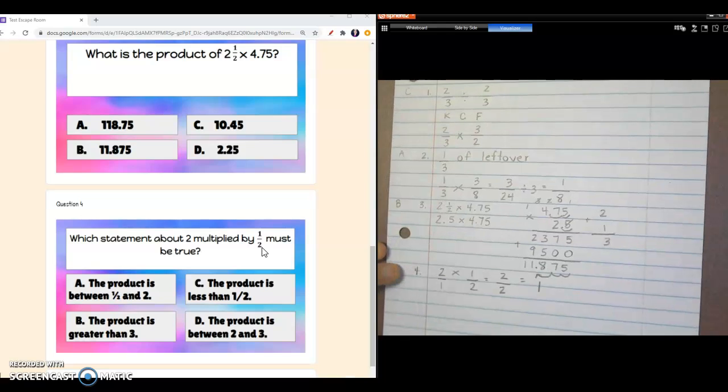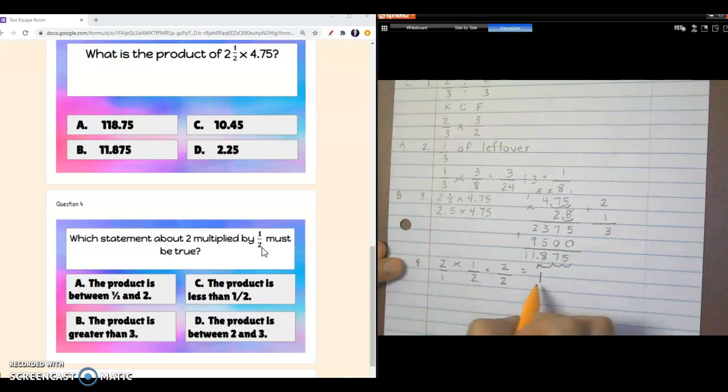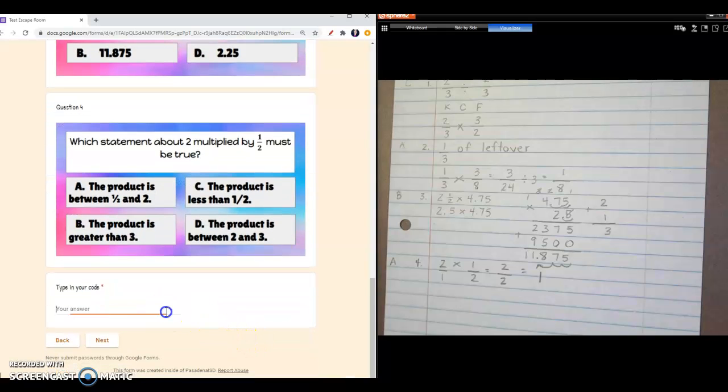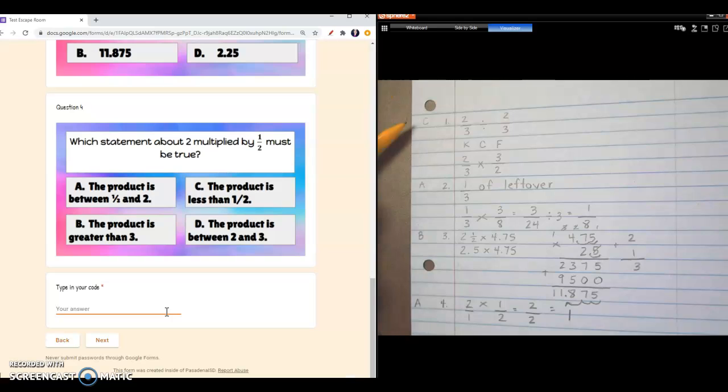So now let's look at our answer choices. A says the product, which is my answer, is between 1/2 and 2. Yeah. B, the product is greater than 3. No, 1 is not greater than 3. C, the product is less than a half. Nope, that's not true. It's more. And D, the product is between 2 and 3. Nope. So my answer is A. It is between 1/2 and 2. So now I'm going to take my answers, C, A, B, A, and that's going to be my code.